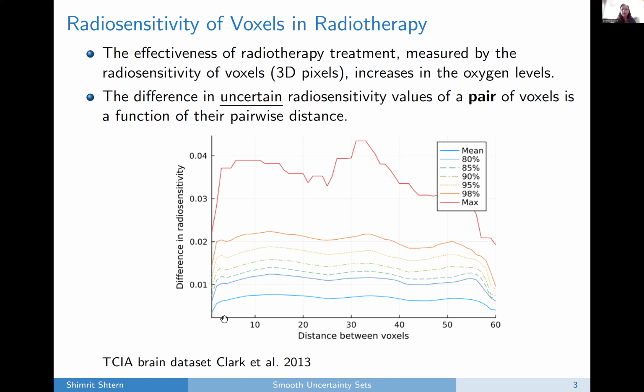What we saw here is that when the voxels are very close together, for instance adjacent voxels, the maximal difference in radiosensitivity was about 0.02. When we increased the distance between the voxels up to about 10, the difference in radiosensitivity also increased. So what we saw visually before actually happens. Above a distance of 10, the geometry of the tumor actually takes effect, and that's why we see these jumps here. But until then, we can see that there is a bound on the difference between radiosensitivities, which is a function of the distance between the voxels. So this is more of a real-life motivation for what we're doing.